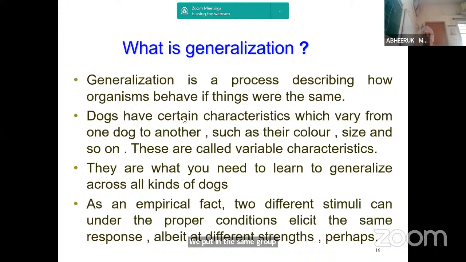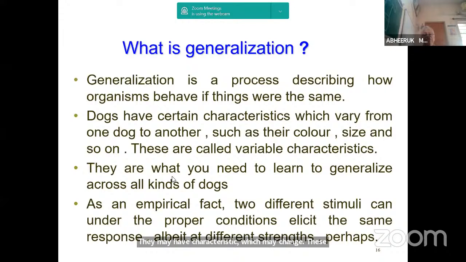Suppose dogs have certain characteristics which vary from one dog to another, such as their color, size, and so on. These are called variable characteristics. So within that particular concept, all the members are there, and they may have characteristics which may change. These are variable characteristics.